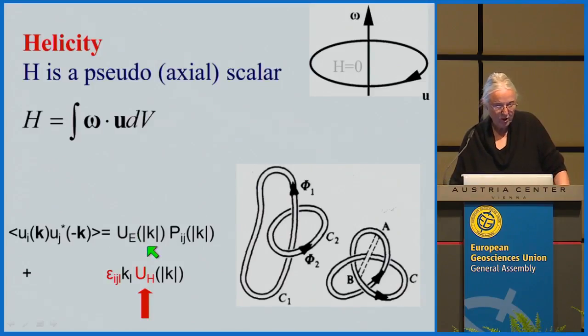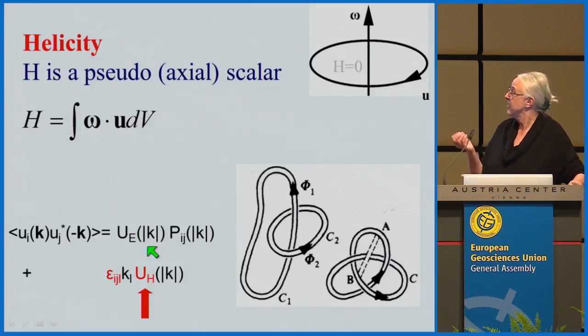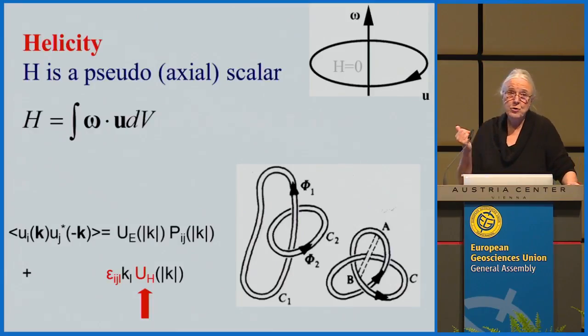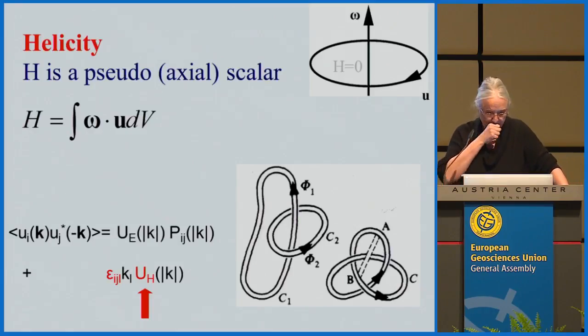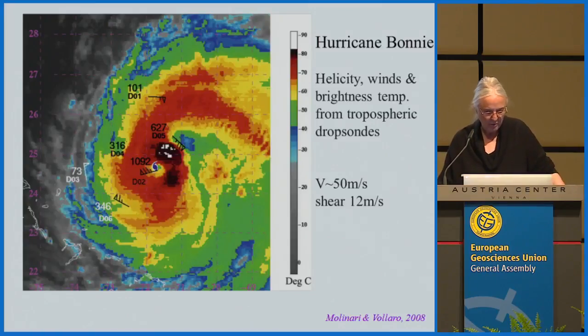And very simply put, when you want to express helicity, you take your velocity correlation function and you introduce that antisymmetric tensor, and the helicity, which is a pseudo-scalar, changes sign. If you change from a right-handed to a left-handed system, helicity is the part proportional to the antisymmetric part.